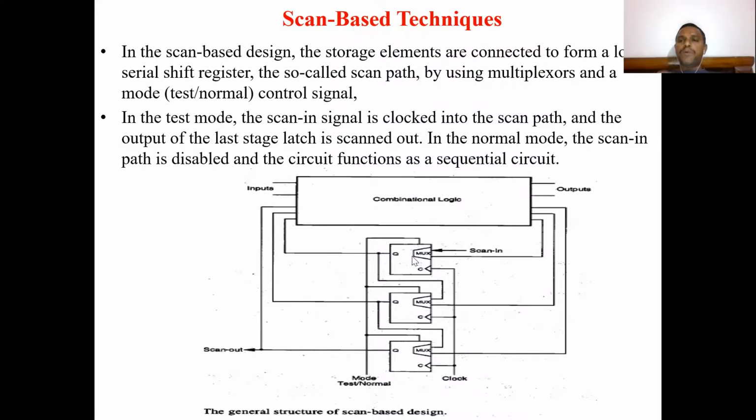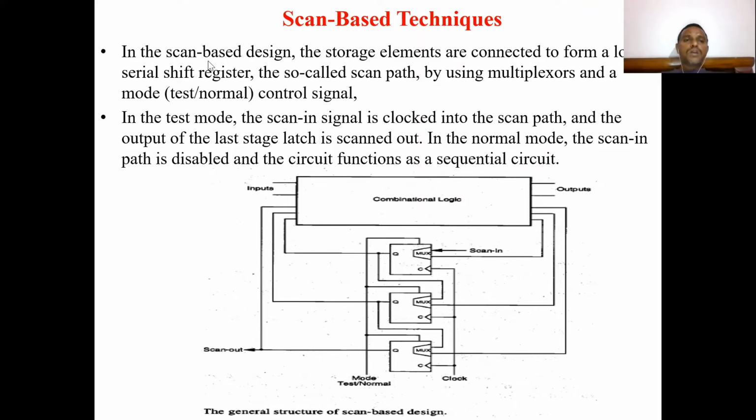Here the main important point is that we have scan in input and scan out, and at the same time serial shift registers. Those registers are called the scan path, also called scan registers. The scan-based technique has two types of modes: test mode and normal mode.